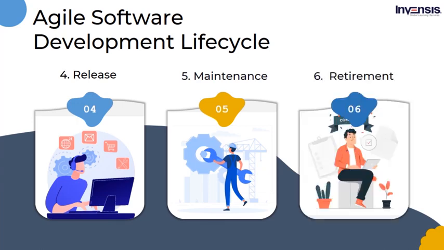Retirement: a product enters the retirement phase for one of two reasons: it is being replaced by new software, or the system has grown obsolete or incompatible with the organization over time. Users will be notified first by the software development team that the software is being decommissioned.